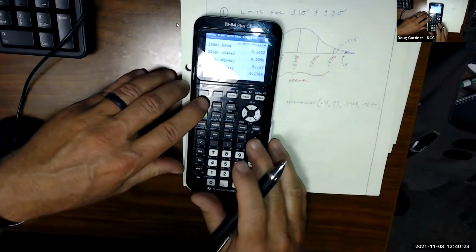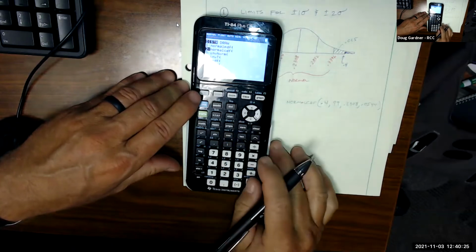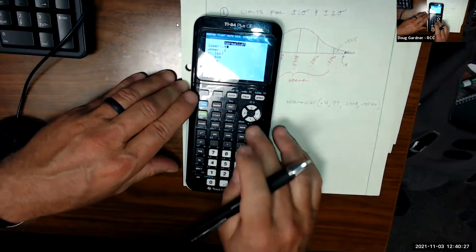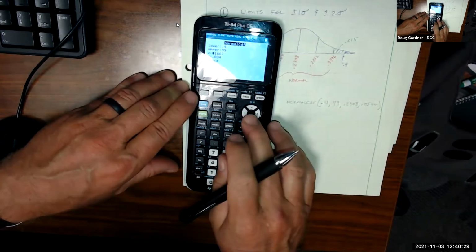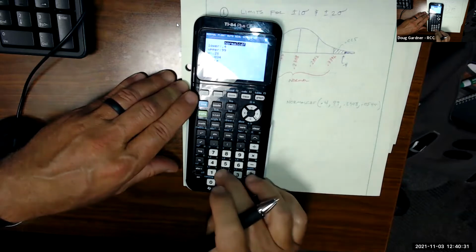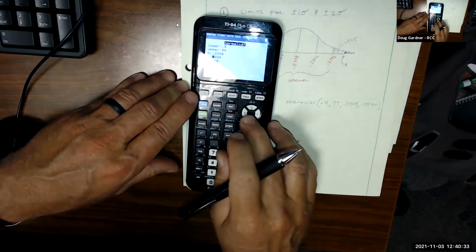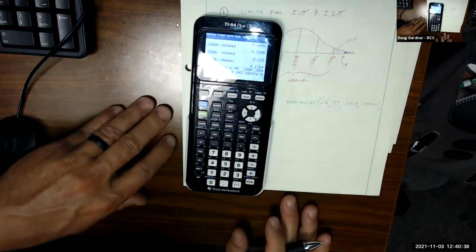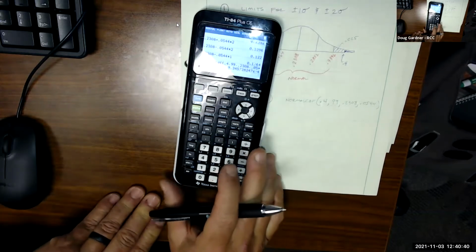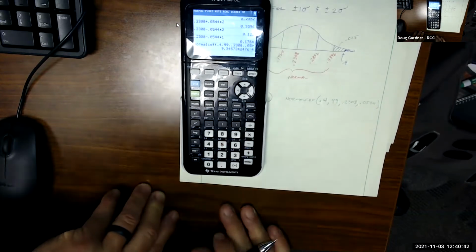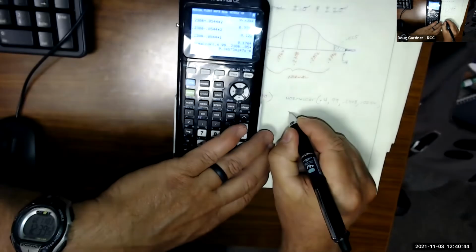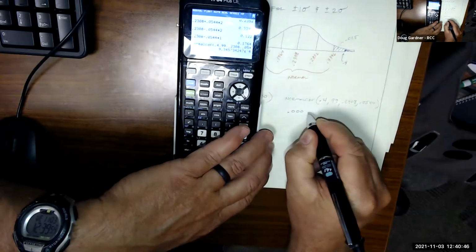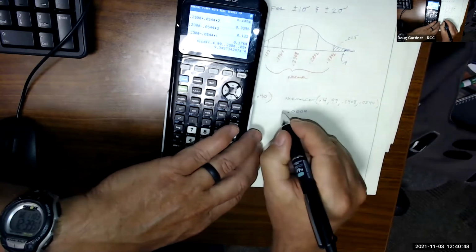What's the magic machine say? Normal CDF. Lower limit 0.4, upper limit 99. 0.2308 is my mean. Standard deviation 0.0544. Bam. Oh yeah, tiny number again. Scientific notation, 0.0009.